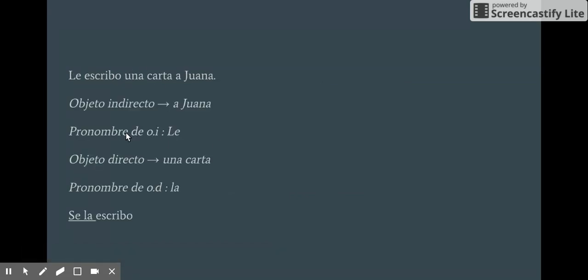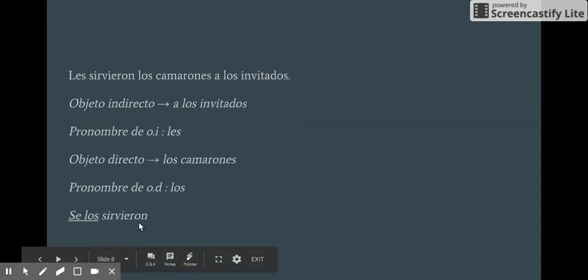So some examples using this, we have the sentence, le escribo una carta a Juana. To whom is the letter being written? A Juana. So the indirect object pronoun would be le. What is being written? A letter. So una carta would be the direct object, and the pronoun is la. Since we have le and la, the le would turn to a se, and we know the order is RID, indirect first, followed by direct. So we would have se la escribo.